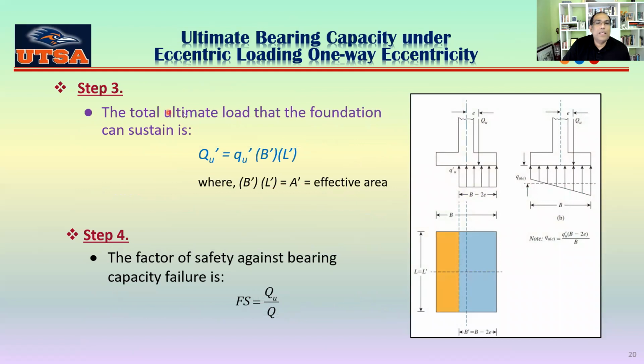Now you can see your total ultimate load that can be carried is equal to qu multiplied by the area. So your effective area is basically B prime times L prime. And if you know your factor of safety, then Q allowable is basically Qu divided by the factor of safety.